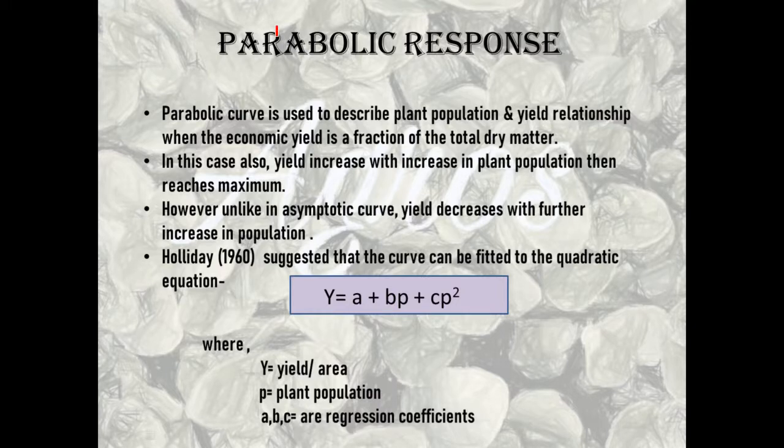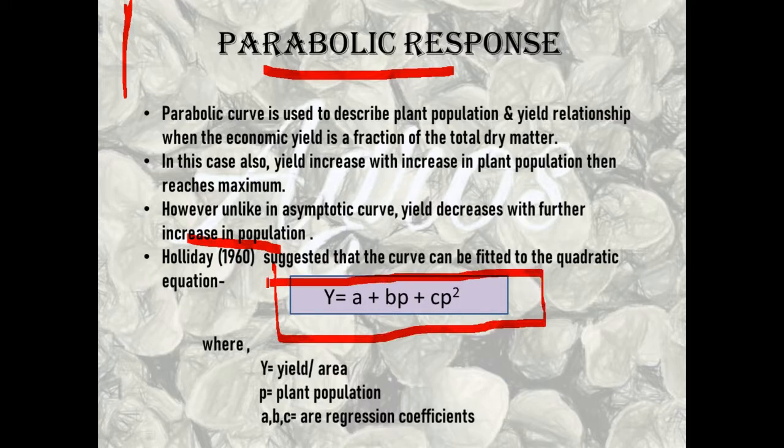This parabolic response is mainly described in plants where the whole biomass or the whole dry matter is not the economic yield. In that condition only, this parabolic response is applied. As we saw in the parabolic response curve, it decreases with a further increase in the plant population. And Holliday gave a quadratic equation for this parabolic response too, and this is similar to a quadratic equation.